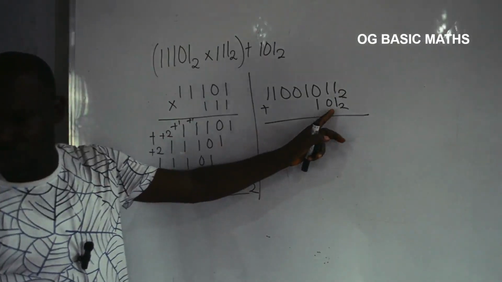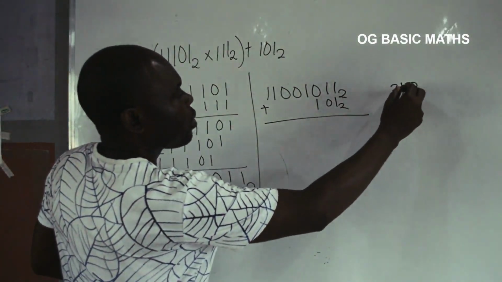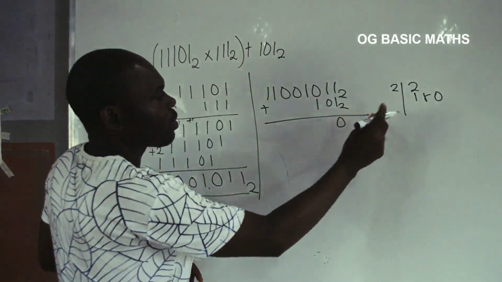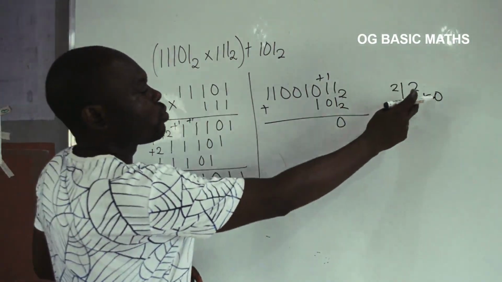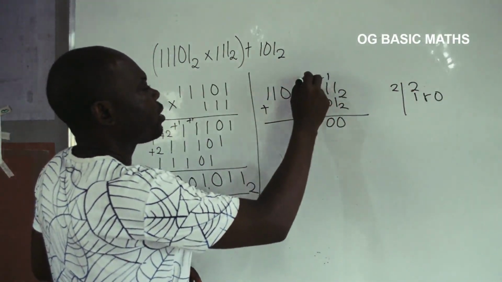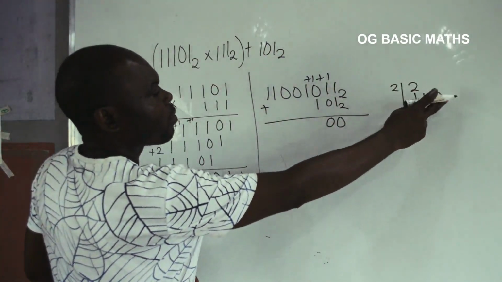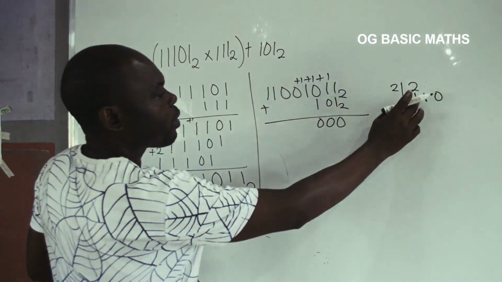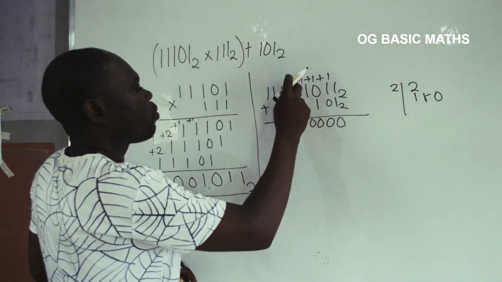1 plus 1 is 2. You will not write 2 here. So you divide 2 by 2. You have 1 remainder 0. So you are going to write 0 here. You carry this one to this place and add it here. 1 plus 1 is also 2. You divide 2, you get 1 remainder 0. You write 0 here. You carry 1, move it to this side. You add. 1 plus 0 plus 1 is also 2. You divide by 2, you get 1 remainder 0. You write 0. You move 1 again. 1 plus 1 is also 2. You divide by 2, you get 1 remainder 0. You write 0 here. You put your 1 here. 0 plus 1 is 1.